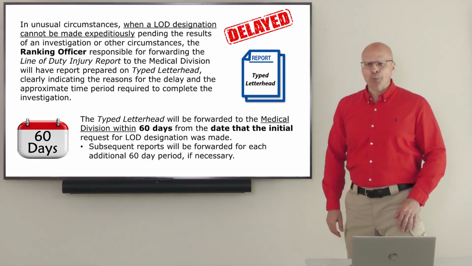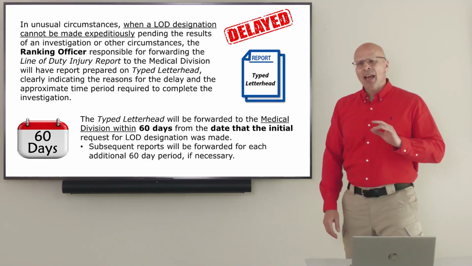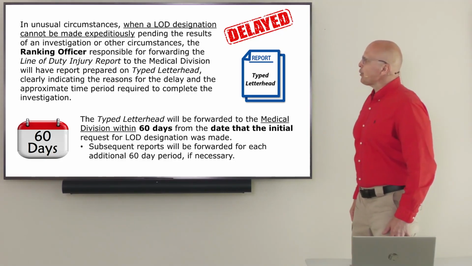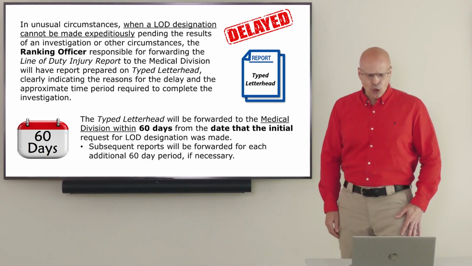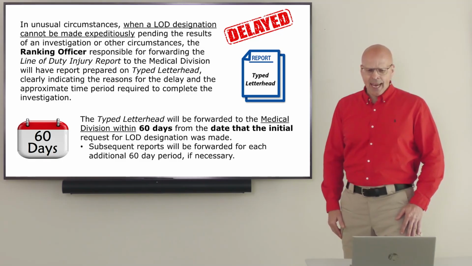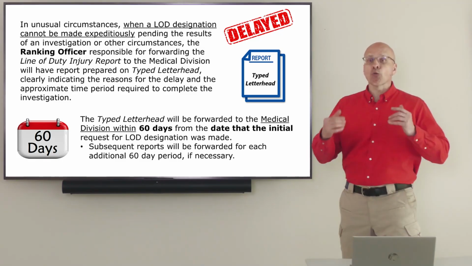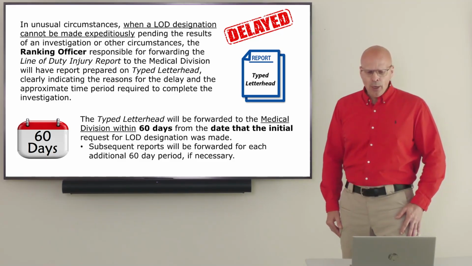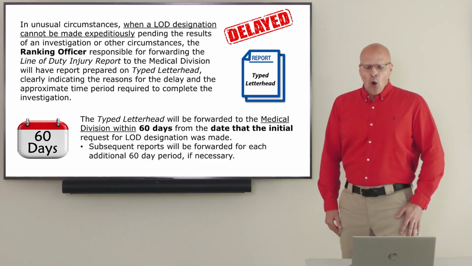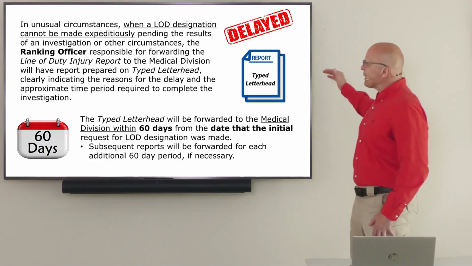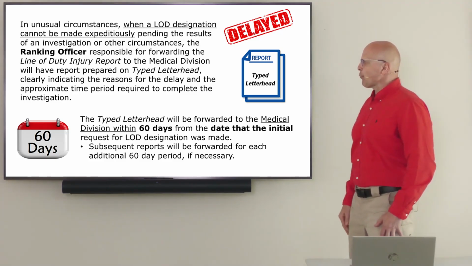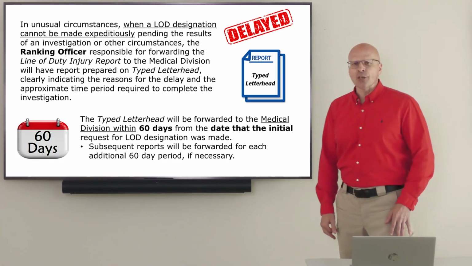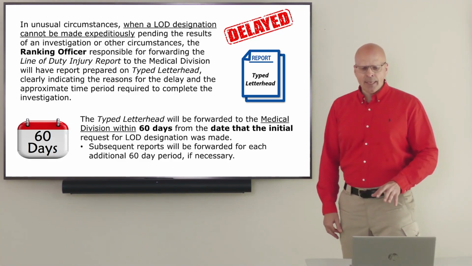And the last point in this procedure, it is a bit vague and very poorly written. In unusual circumstances, when a line of duty designation cannot be made expeditiously, pending the results of an investigation or other circumstances, the ranking officer responsible for forwarding the line of duty injury report to the medical division will have a report prepared on typed letterhead, clearly indicating the reason for the delay and the approximate time period required to complete the investigation. My problem with this statement is this.